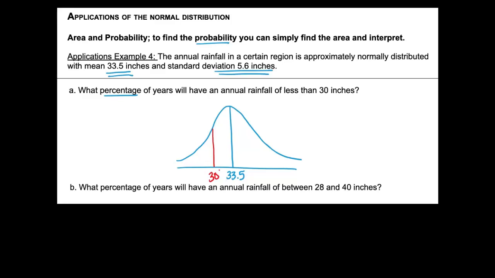If I want the percentage of years that have an annual rainfall of less than 30 inches, then less than 30 means to the left. So I'm going to shade everything to the left. Really what we have here is a picture similar to pictures we've seen before, where we want to find the area. It's offset from the mean, so this is going to be a subtraction problem, but in order to do it, we use the z-score chart to find the area between 30 and 33.5, because the chart can give us that area.